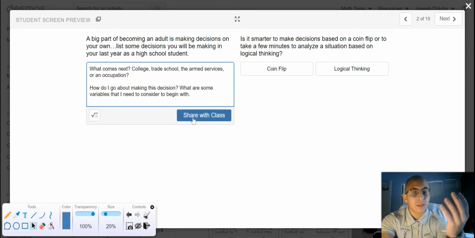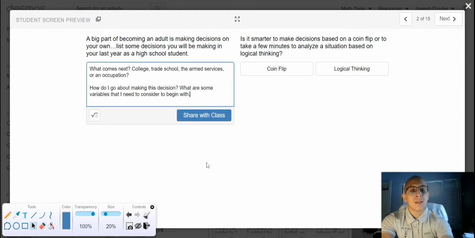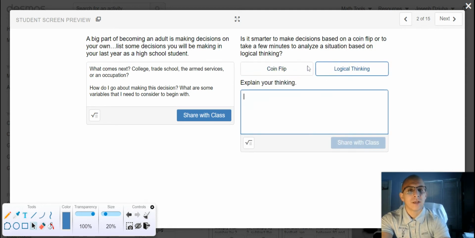What are some variables that I need to consider to begin with? You'll press share with class and you'll see what all of your peers have to say about that as well. Now, I'm interested to know, is it smarter to make decisions based on a coin flip or to take a few minutes to analyze the situation based on logical thinking? Whichever option you select, please explain your thinking.